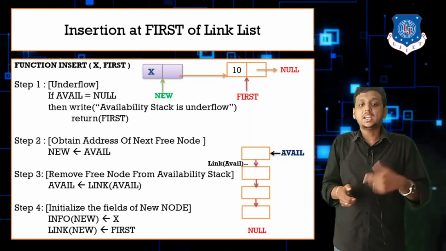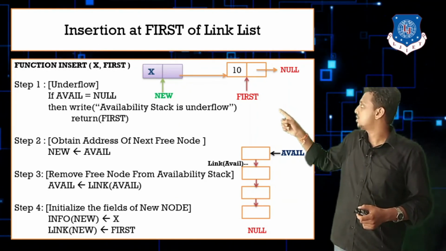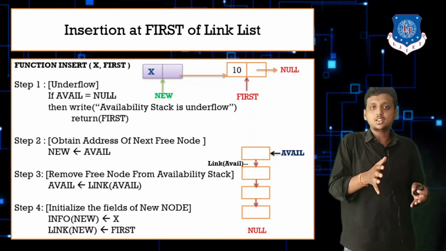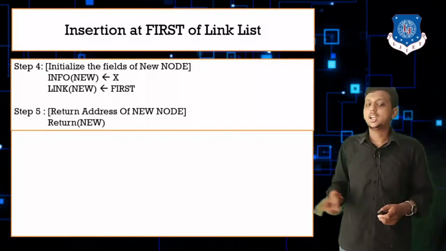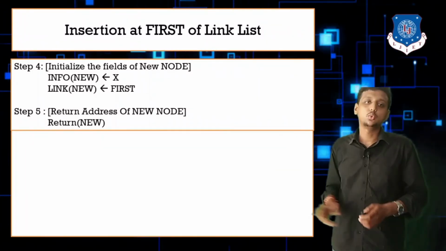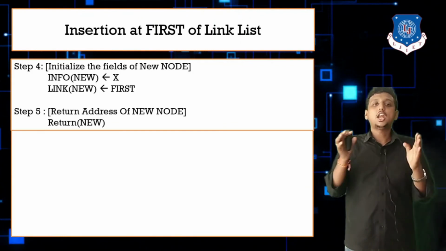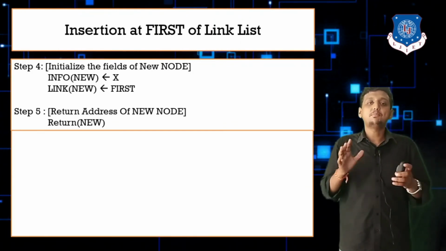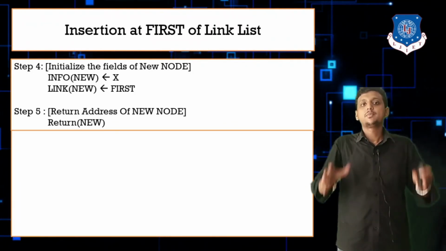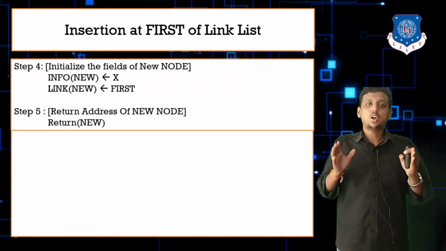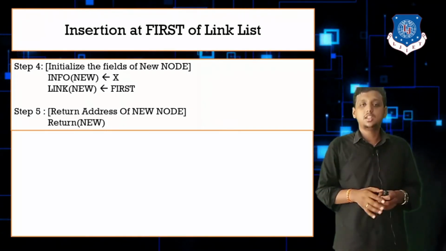So after this, we can easily say, this is my first node, students. New becomes my first node, yes or no? Because after insertion, new becomes my first node. That's why I need to write like this. Step number 5, return new. Why? Because I already told you, after performing an insertion operation in a linked list, you need to return the address of the first node of the list.